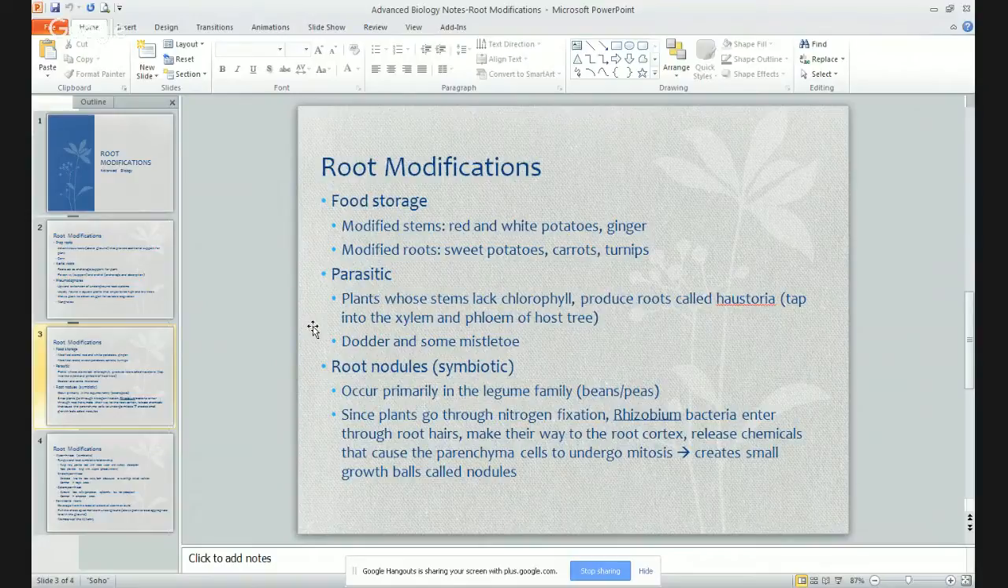Your plants need nitrogen to function for some of the chemical processes that they go through. The atmosphere actually contains about 78% nitrogen. And so plants will go through this process called nitrogen fixation to try to convert that nitrogen in the atmosphere into a usable form that they can utilize.